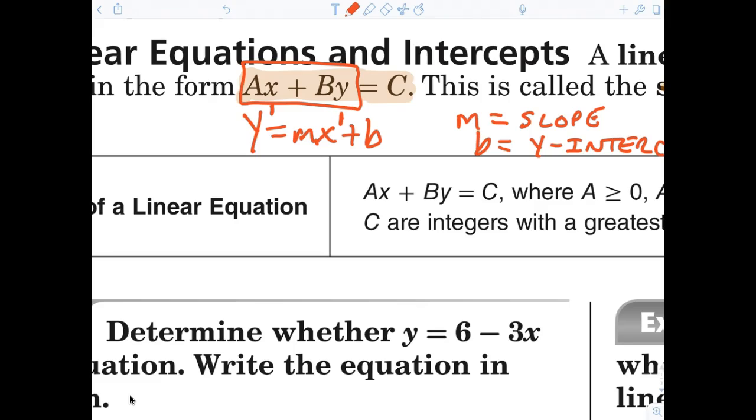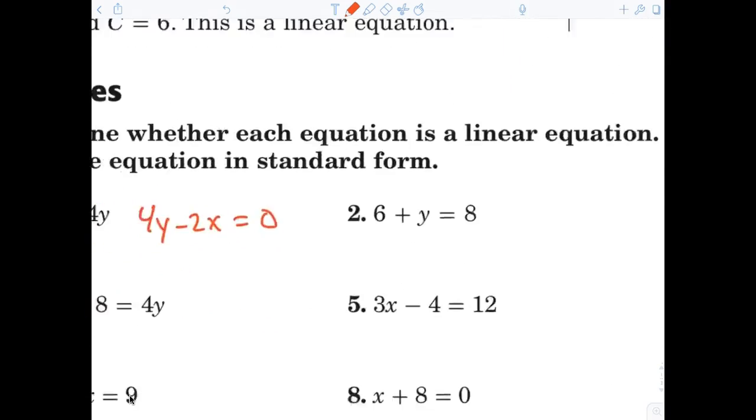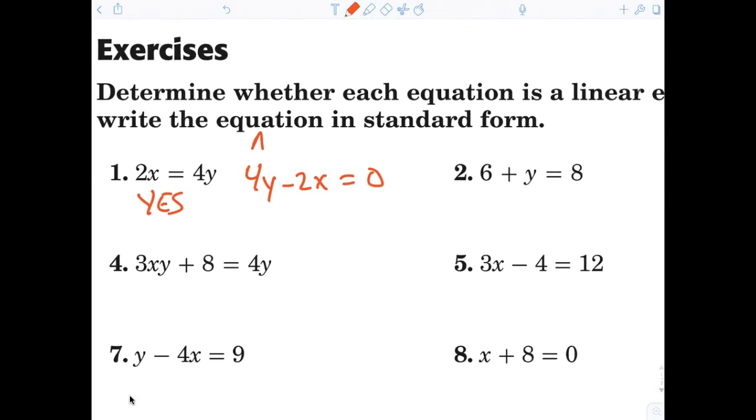So the question is number 1, could I write that in the form ax plus by equals c? Yes. In this case, what is c, guys? 0. Now, I kind of wrote it backwards, but it doesn't really matter. In this case, a is what? Be careful. A is negative 2, and b would be 4. It doesn't really matter, though. The point is that you have to have an x and a y.